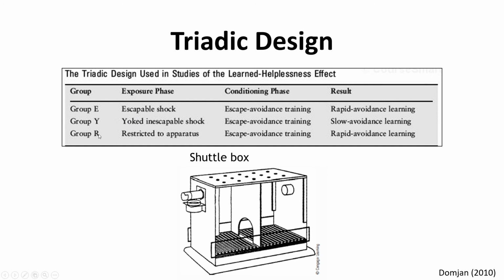Our third group is a control group where these rats would be restricted to the apparatus, but they wouldn't receive any kind of shock. They're just there for the same duration that the other rats were for a control.